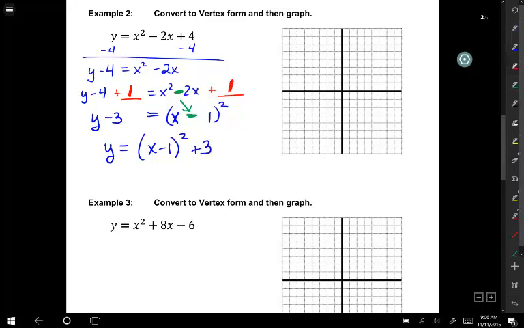All right, time for a little help here. What's my vertex? 1, 3. Okay, somebody else. What's my y-intercept? Good, 0, 4. All right, let's plot those. 1, 3, 0, 4. And I'm going to once again draw that axis of symmetry just because it helps me to see where I'm going.